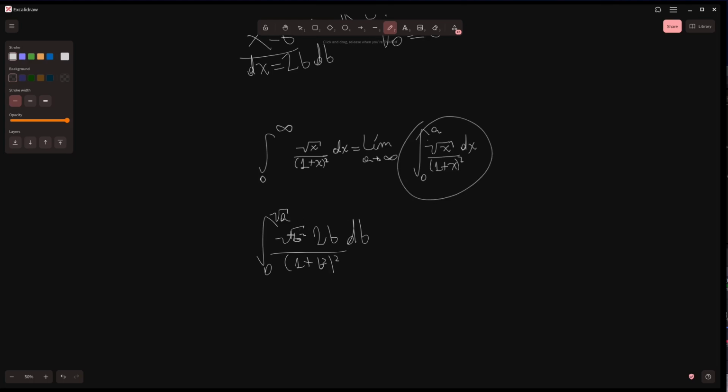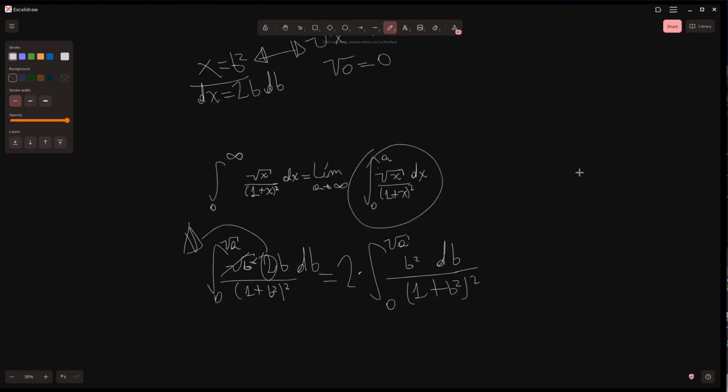And now we can remove this square and move this 2 outside the integral. So we obtain 2 times the integral from 0 to the square root of a, v times v times v, which should be v squared, dv over 1 plus v squared over 2.